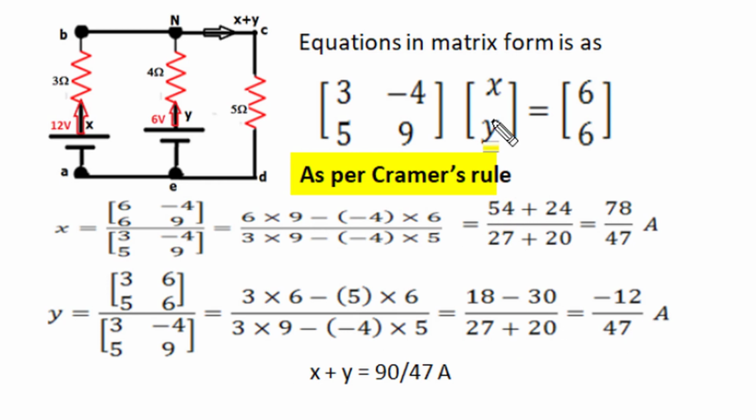Similarly, as per Cramer's rule, the second unknown y can be obtained as a ratio of the determinant values of two matrices.